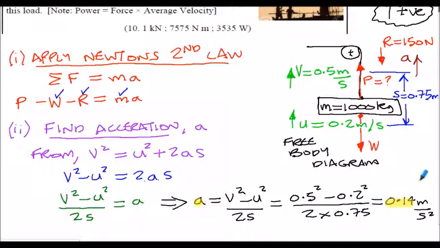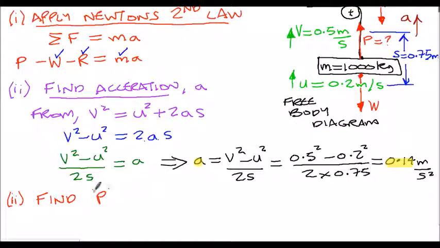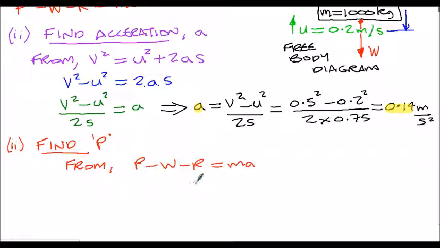Now I can go back to the equation and I'll be able to find the P value. From P minus W minus R is equal to ma, I can simply rearrange the equation, so P is equal to the ma added to W added to R. Just simply transpose the equation. I've got all the terms I want now. I've got the mass in the question, I've calculated the a, I can find the W, I've got the R in the question.